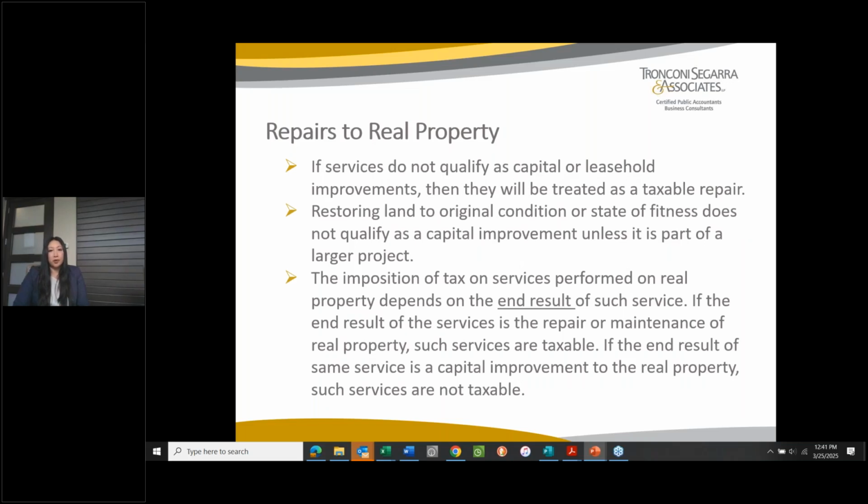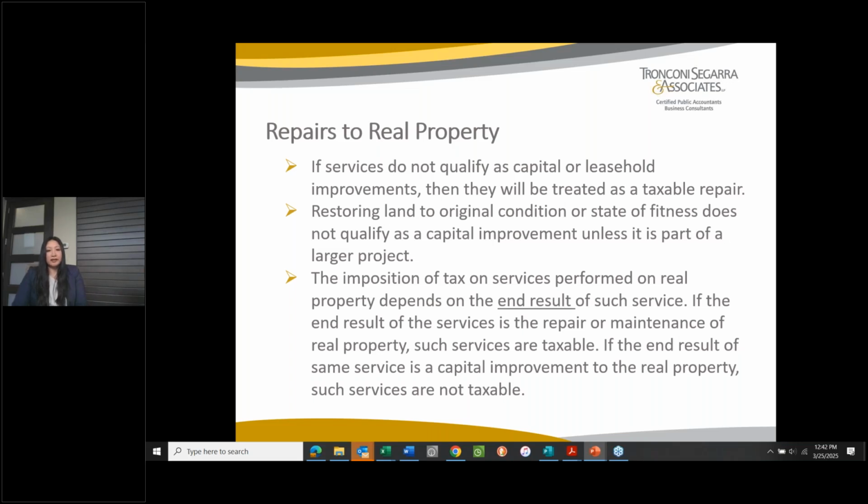So if the services don't specifically qualify as capital improvements, where they met that three-pronged test that Tom talked about earlier, then they will get treated as a taxable repair. Repair and maintenance to real property is kind of broad, and it basically includes any services that we can't justify an exemption for. So restoring land to an original condition doesn't qualify as a capital improvement unless it's being done as part of a larger project that qualifies as a capital improvement. But if it's just done on its own, then it doesn't qualify and it would be taxable.